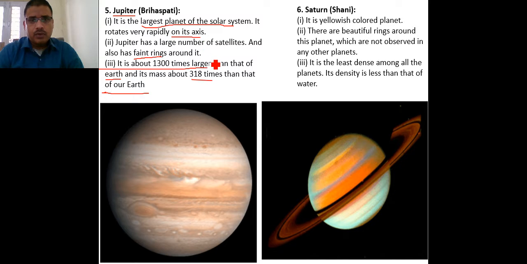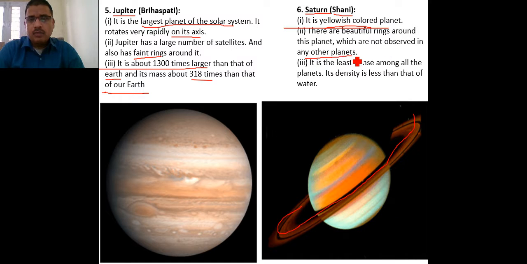Now there is Saturn. Saturn is also known as Shani. In Hindi, it is called Shani, and it is a yellowish colored planet. You can see here there is a beautiful ring, which is not observed in any other planet.